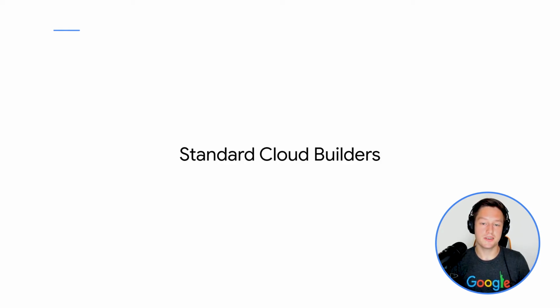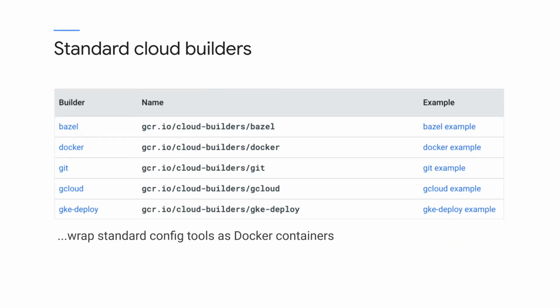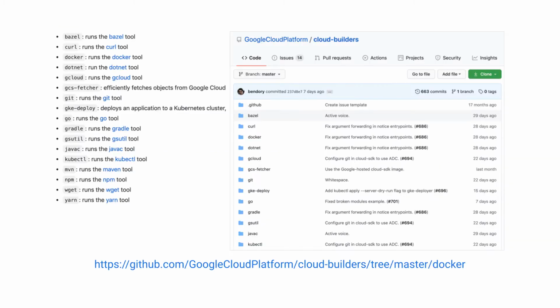Let's take a closer look at the standard Cloud Builders. Here are some of the common standard Cloud Builders. Docker is used to build and push containers, while gcloud is used to perform various configuration actions on Google Cloud. Here we can see an exhaustive list of all the configuration actions. We have Docker, Git, GKE deploy, kubectl, etc. I encourage you to take a look at this repo and see all the prepackaged configuration actions that are available to you.